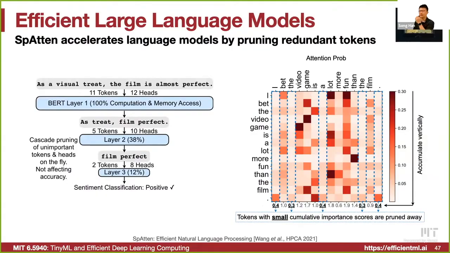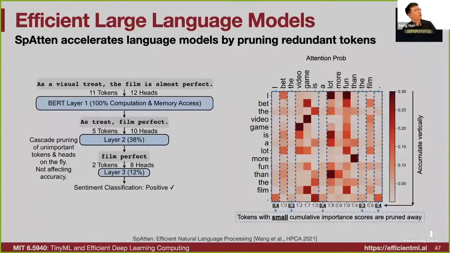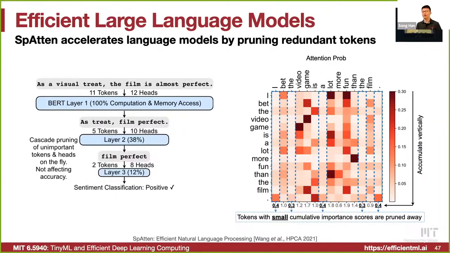We also designed a couple of techniques to reduce the computation by finding the redundancy in natural languages. Actually, in natural language, there's a lot of redundancy. Say, given the sentence, as a visual treat, the film is almost perfect. That's the example on the left. We can trim it. The task is to classify the sentiment. So we can trim the sentence to be as treat, film perfect, or even trim it to film perfect. They can still classify this is positive sentiment.